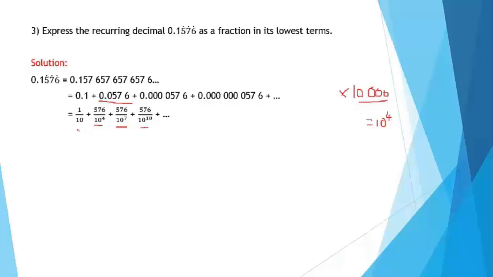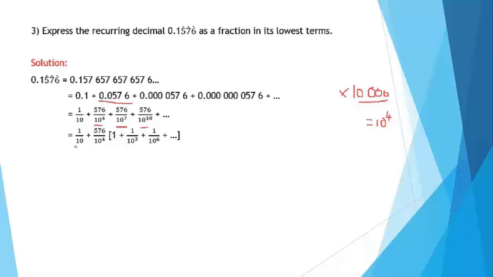So if you look at this set of fractions, 1 over 10 is taken separately. You can notice that 576 is common to all the other fractions, and also 10 to the power 4 is common to all the other fractions. So we take 576 over 10 to the power 4 as a common factor from all of the terms. So we'll be getting the next step as 1 over 10 plus 576 over 10 to the power 4, bracket 1 plus 1 over 10 cubed plus 1 over 10 to the power 6, and so on.